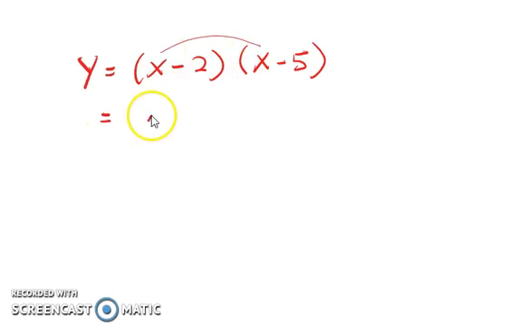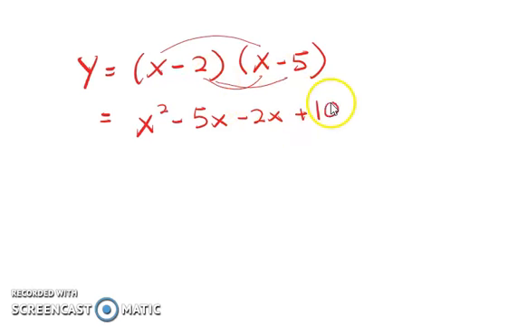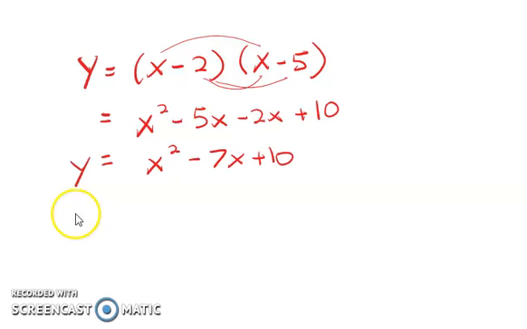Just multiply. Okay, we have here x squared, and then minus 5x, and then here we have a minus 2x, and here we have a plus 10. We can actually simplify this before we differentiate. Okay, this is pretty easy.